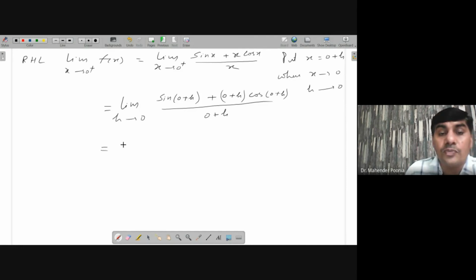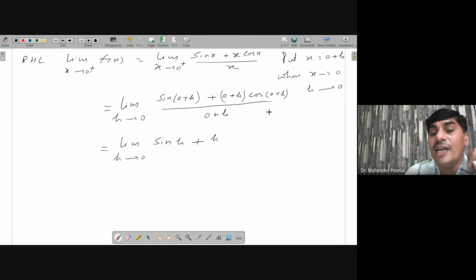Which is equal to limit h tends to 0, sin(0 plus theta) is sin theta. That means sin(0 plus h) is sin h, plus (0 plus h) is h, and cos(0 plus theta) is again cos theta, so cos h. Because 0 plus theta always lies in the first quadrant, and in the first quadrant all 6 trigonometric ratios sine, cos, tangent are all positive.